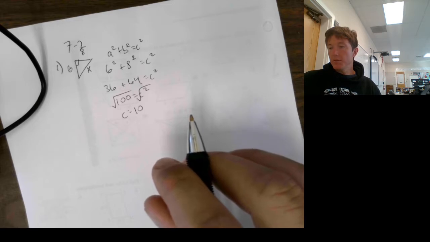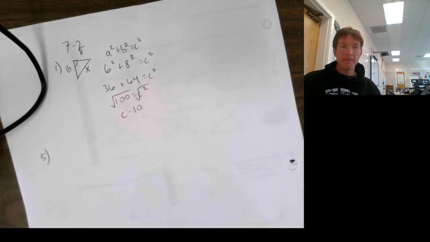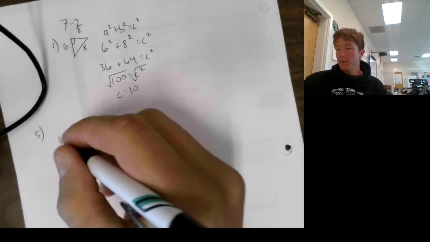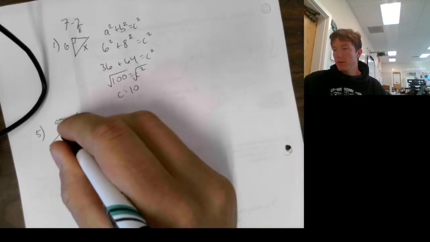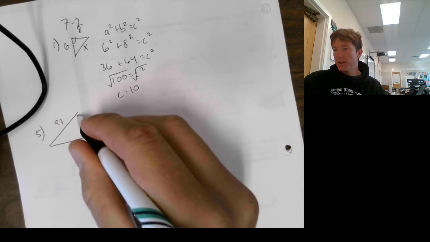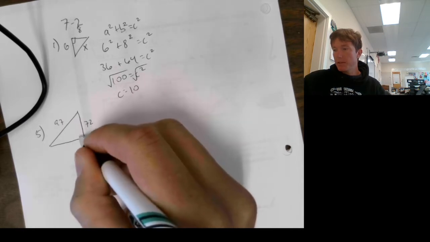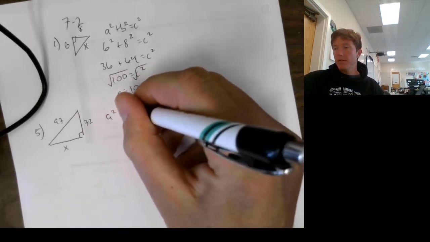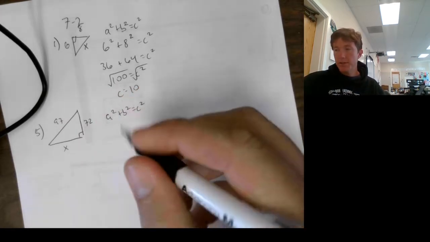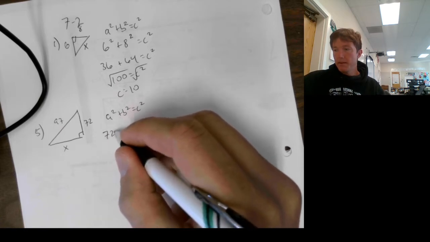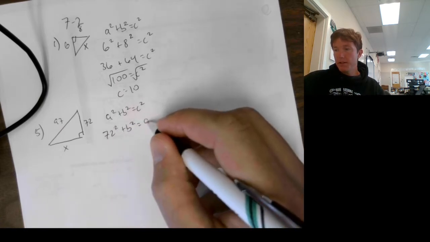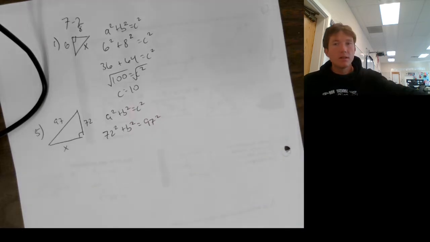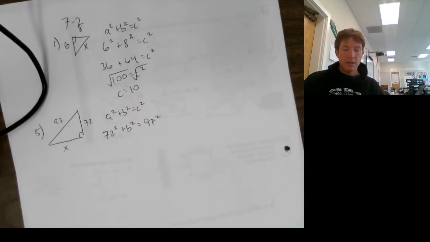Let's move on to number 5. Alright, so this time you're given c. C is 97, and we want to find out one of the legs. One of my legs is 72. I don't know what the other one is. So, again, I'll write out the formula. A squared plus b squared equals c squared. I'll let 72 equal a. So 72 squared plus b squared equals 97 squared. Use a calculator for these. I don't know these off the top of my head.